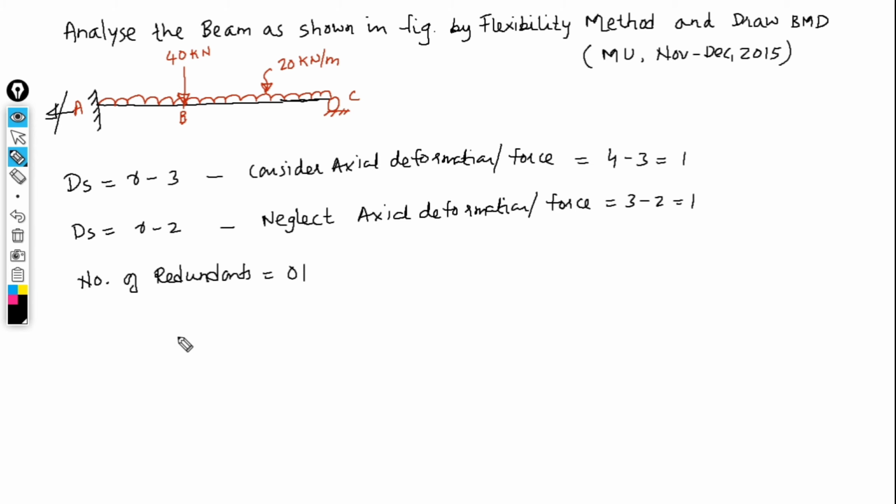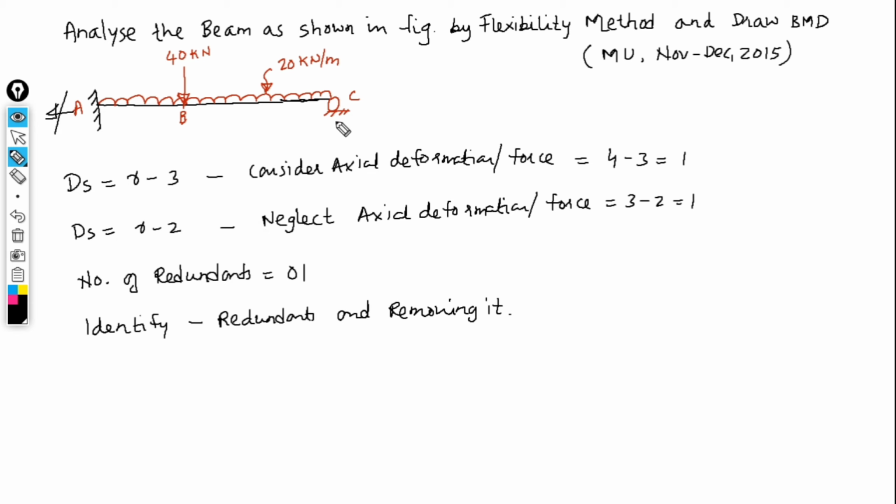So when we have calculated the number of redundant, next step is to identify the redundant and remove it. This is very important step. Identify the redundant and remove it. So you have your choice of identifying the redundant and removing it. I will give you 2 options of identifying the redundant and removing it.